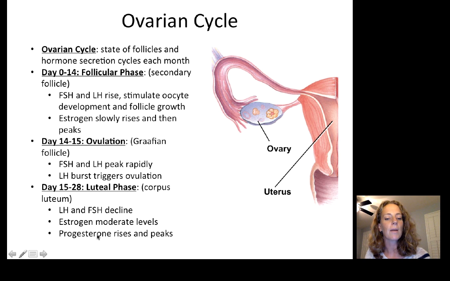This is also why birth control works. Birth control is usually some combination of progesterone and estrogen that tricks the body into thinking you're in the luteal phase and an egg has already been ovulated. So no further eggs will be stimulated to grow and ovulate.